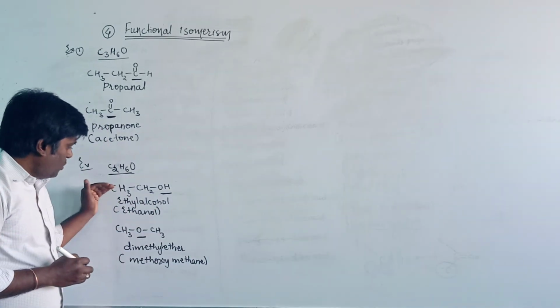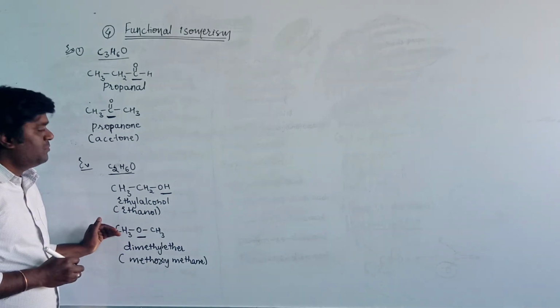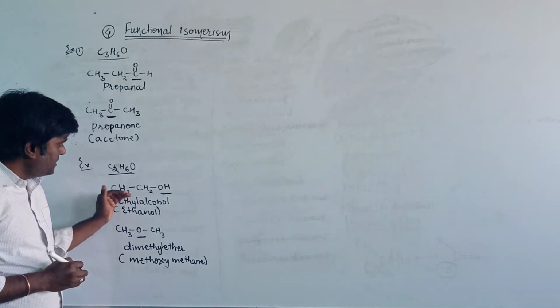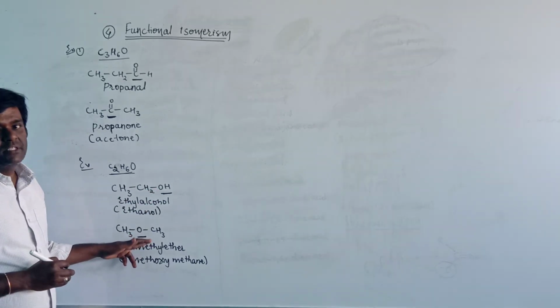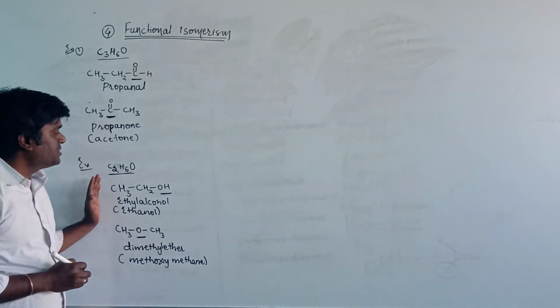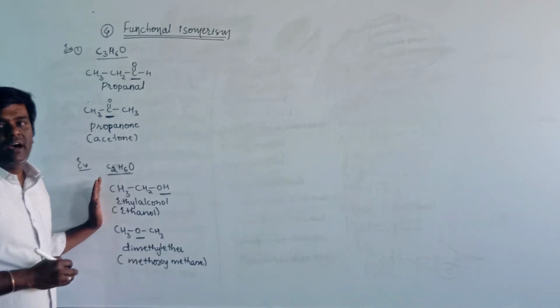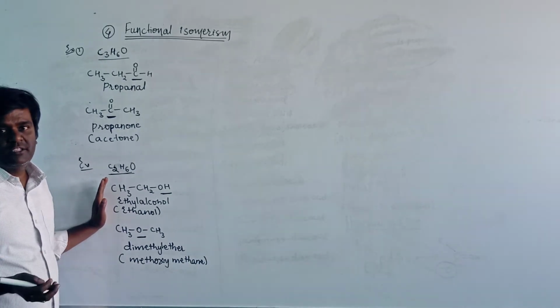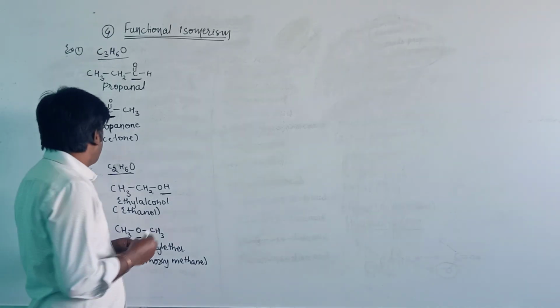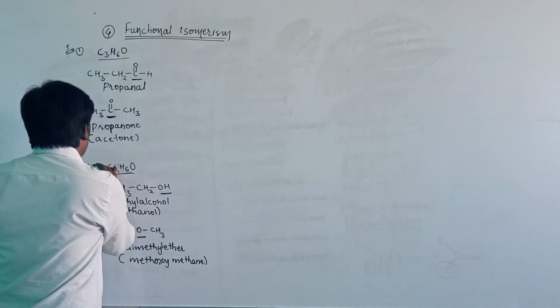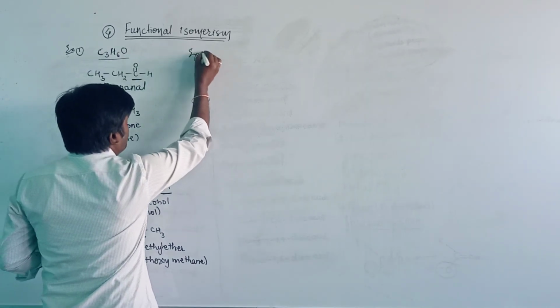Both the compounds have the same molecular formula but differ in the functional group. Here alcohol is present and here ether is present. Therefore, such compounds are known as functional isomers, and that process is known as functional isomerism. Then the third example.